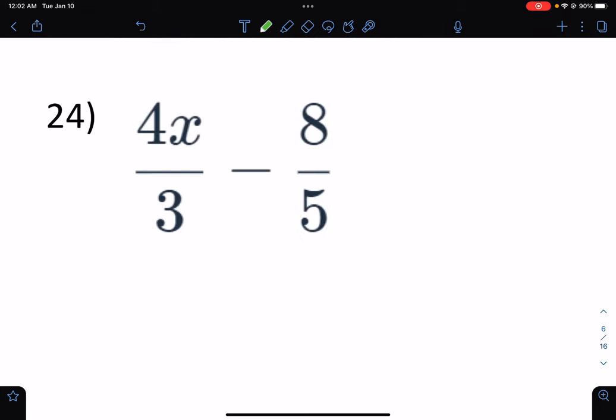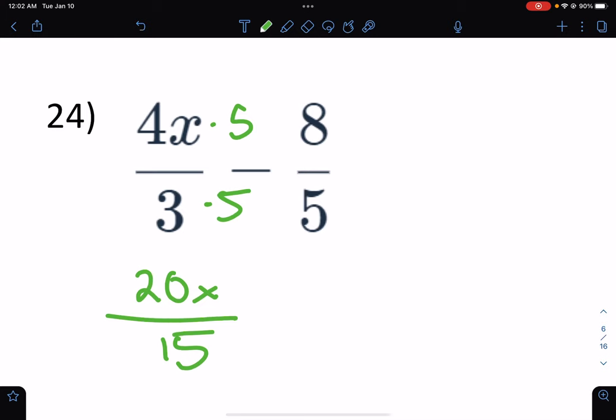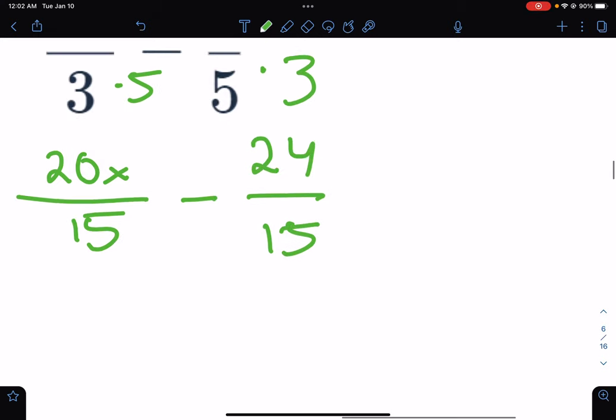All right, next one here. We have to think, okay, what's going to be our least common denominator here? We've got a 3 and a 5. This one's not too bad. The least common multiple is going to be 15. So this first guy, I'm going to multiply by 5 over 5. I get 20x over 15 minus, and then this guy, I'm going to multiply by 3 over 3 so that I get that 15 in the bottom. I get a 24 there.